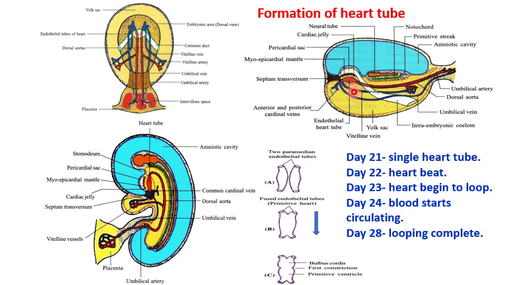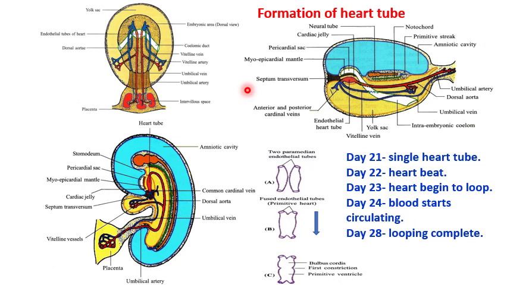So the endothelial tubes persist as the endocardium of the heart, and the myoepicardial mantle will contribute to the myocardium, and the epicardial organ, what we have seen in the dorsal mesocardium, which covers the myocardium, will be giving rise to the epicardium and the coronary vessels, which supply blood to the heart.